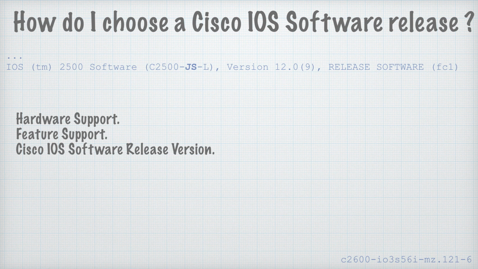How do you choose a Cisco IOS software release? When choosing an IOS image for your router, the most important factors to take into account are hardware support, feature support, and Cisco IOS software release version.